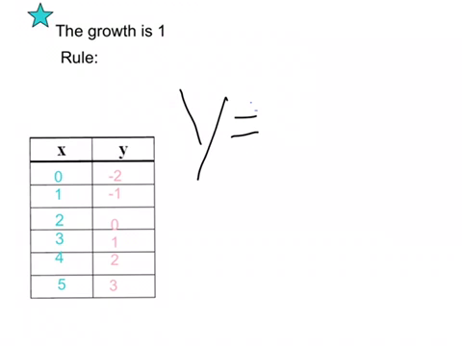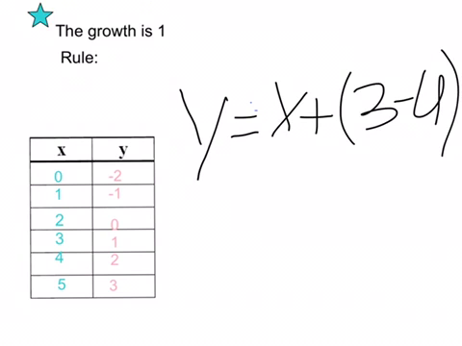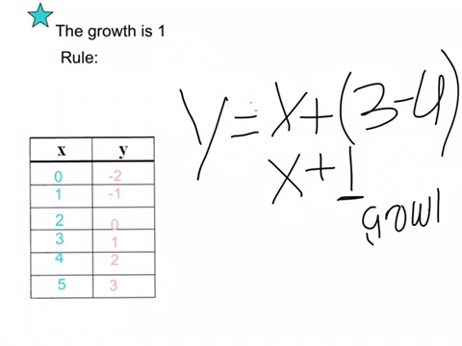For it, we can put x plus 3 minus 4, and that will give us x plus 1. The 1, as we know, is the growth. And the x is figure 0, so figure 0 is negative 2, plus 1 gives you the number you want, and that will equal negative 1 if I was trying to solve for the value of 1. That is how you find the rule.